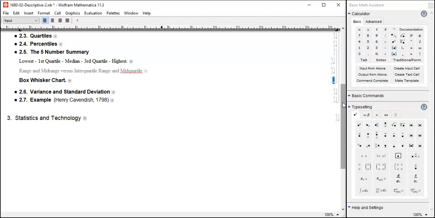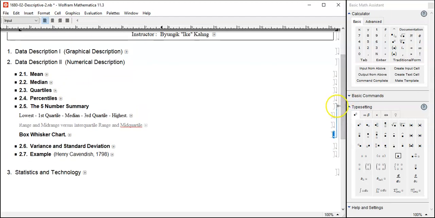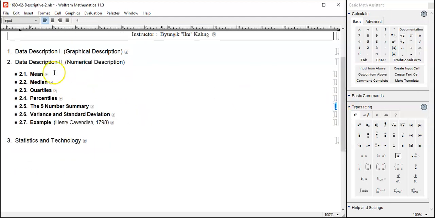5-number summary. So we went through something really important. Mean, easy but important. Median, quartiles, and then minimum and maximum put together, we get the 5-number summary. And that creates the box whisker chart.